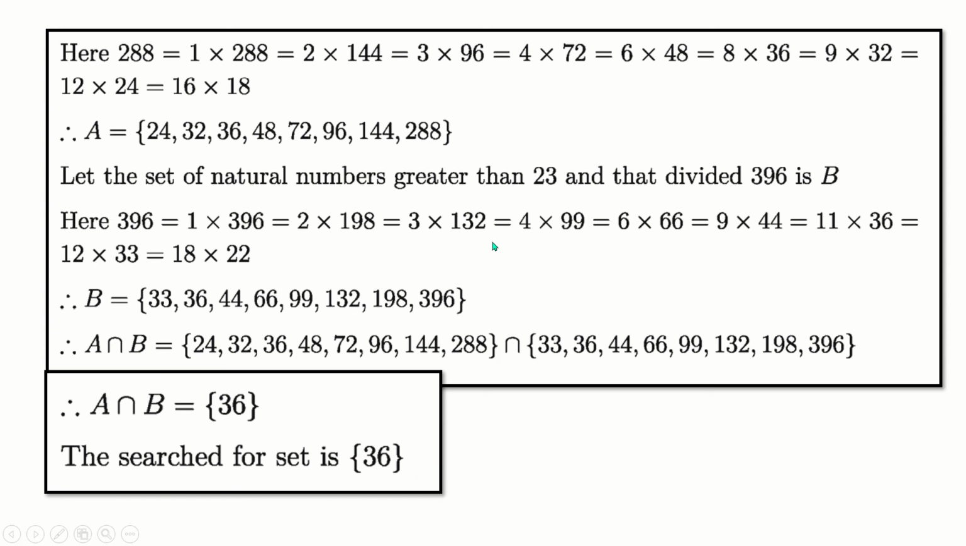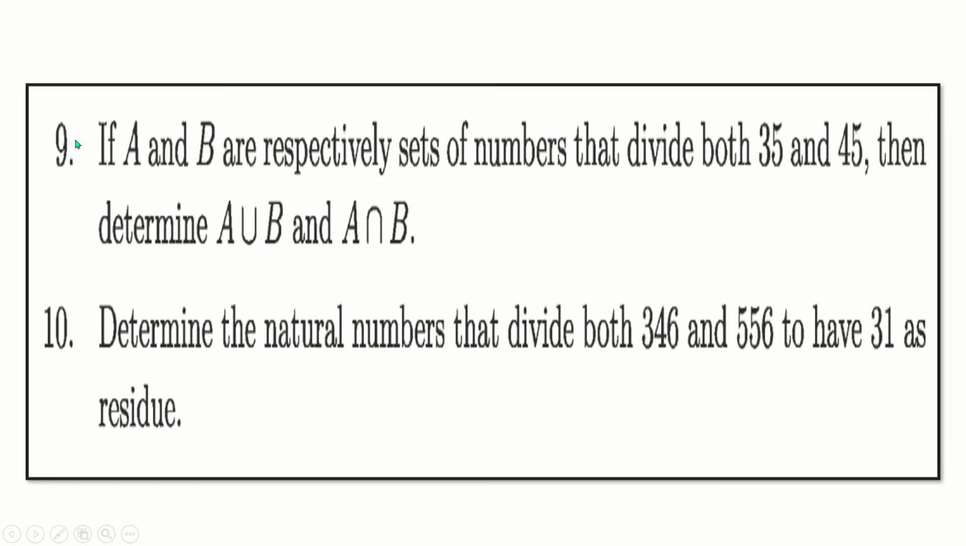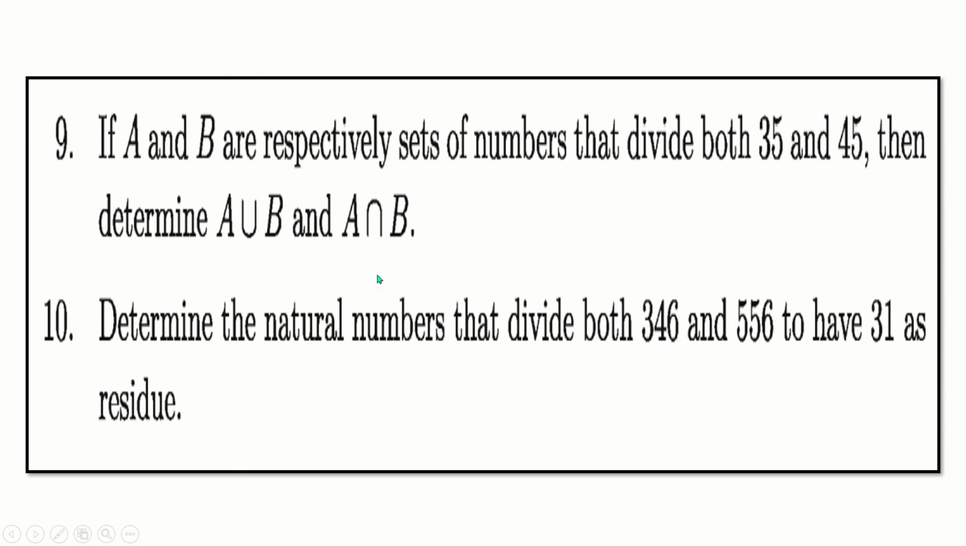Clear, everyone? Follow this. We can solve numbers 9 and 10 the same way. They are easier than the previous math. At first, we have to find the factors of this number and also this number. Then we have to find A union B and A intersection B. This is the same as the example I have solved previously. That means number 10. And number 9 is even easier than 10.